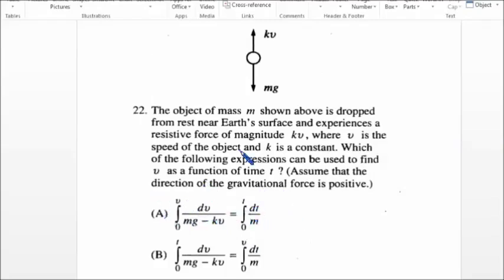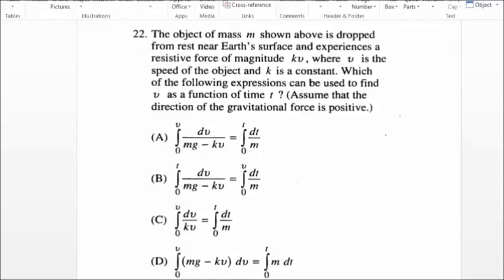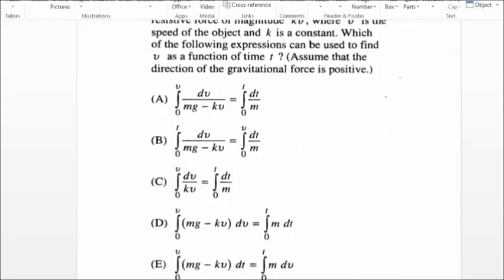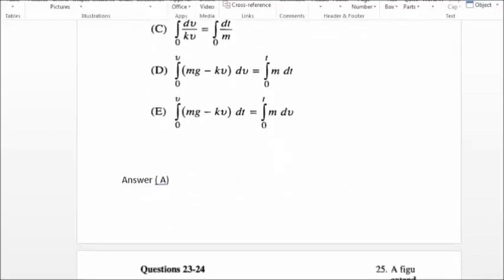So the answer for this problem is A. Simply we have to write down Newton's second law, the equation of motion. Then by integrating we can get this expression A. Answer is A.